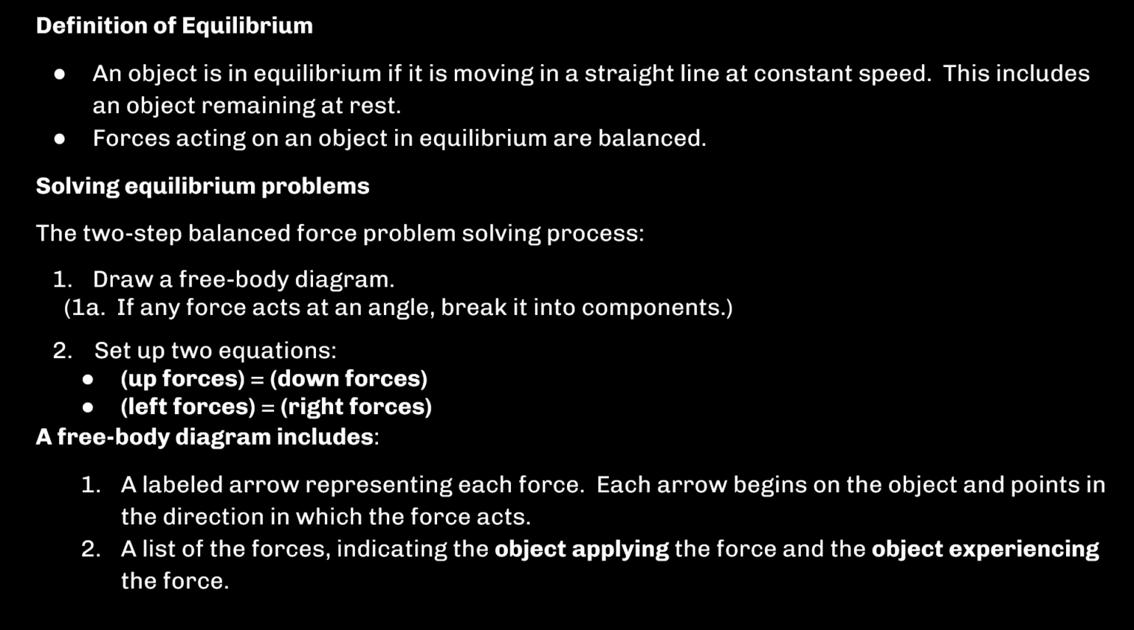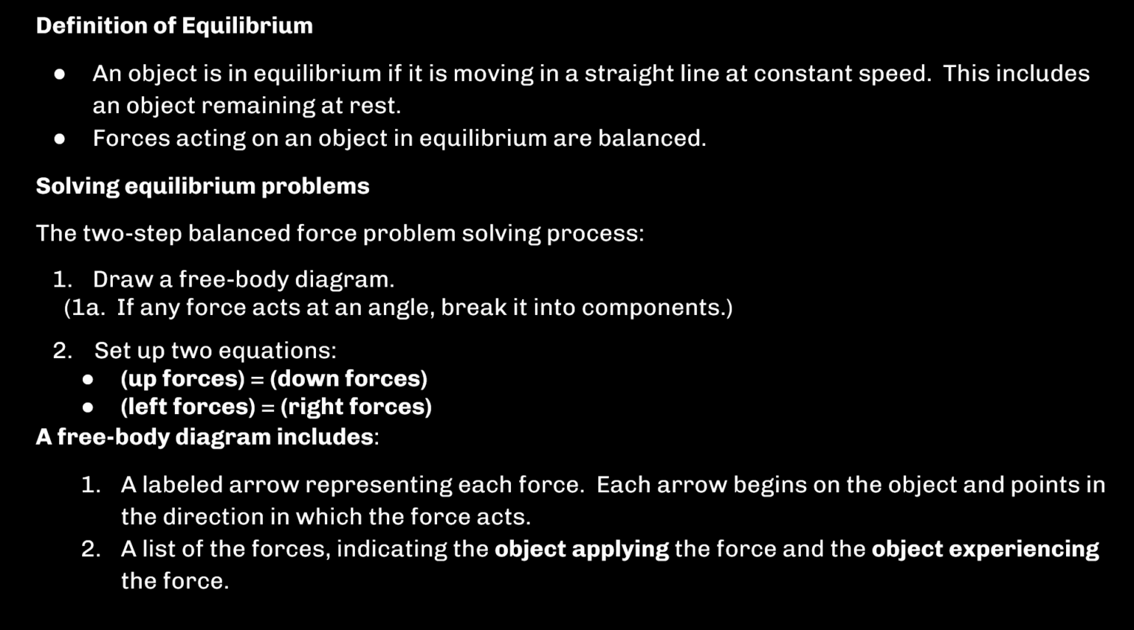For a free body diagram, this means that we have a labeled arrow that represents each force. Each force begins on the object and points in the direction in which the force acts. So if I'm pulling an object to the right or pushing it to the right, that force is going to go from the dot to the right. Then we're going to have a list of forces indicating the object applying the force and the object experiencing the force. I'll show this more when we make the free body diagrams.